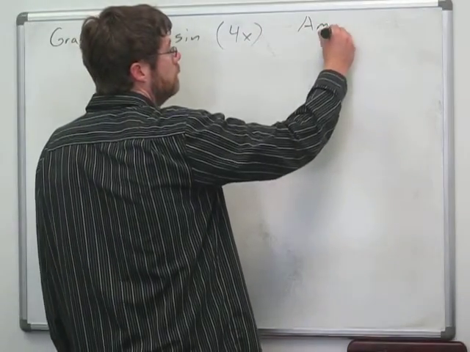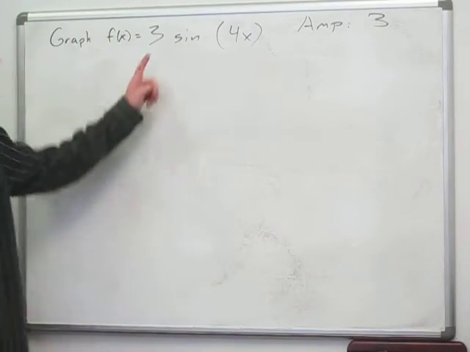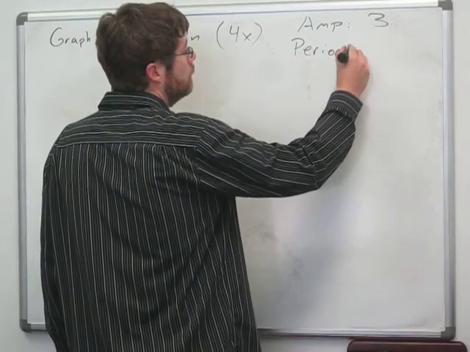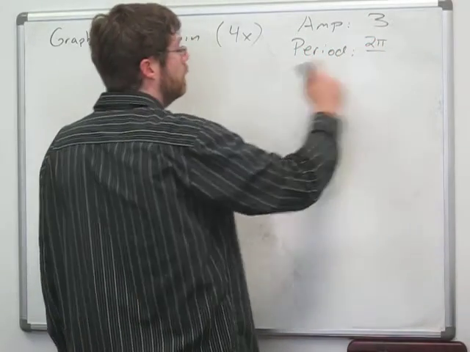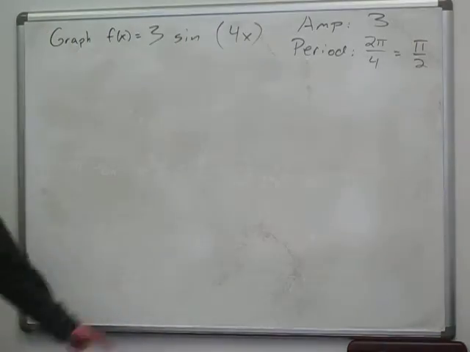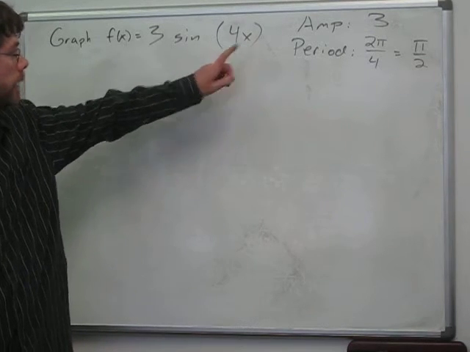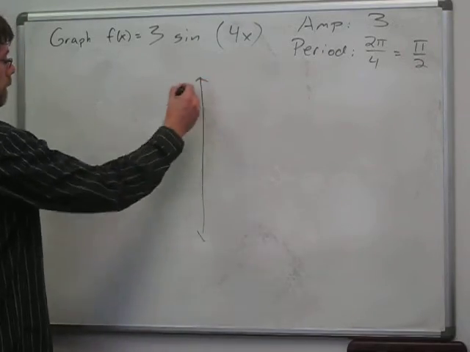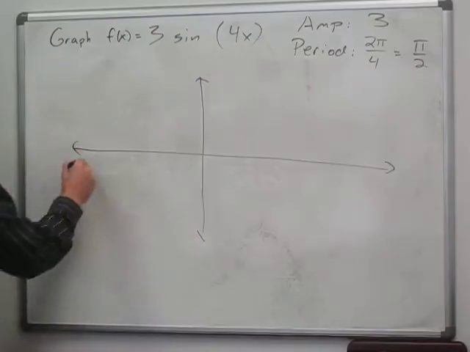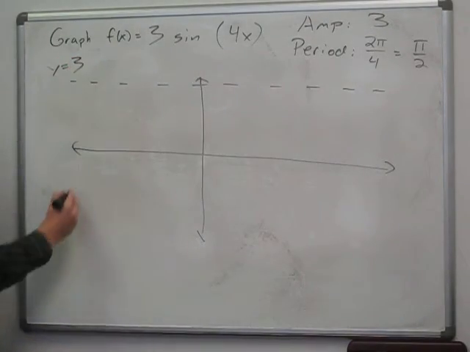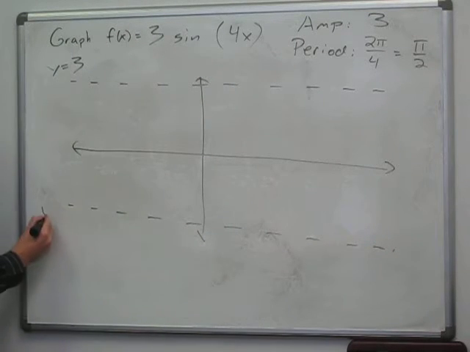The amplitude is 3, since we multiplied our function by 3. The period is 2 pi over 4, which is just pi over 2, right? Since we replaced x with 4 times x, we're compressing horizontally by a factor of 4. Okay, throw in the boundaries. 3 and -3.